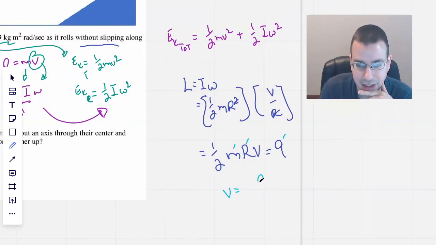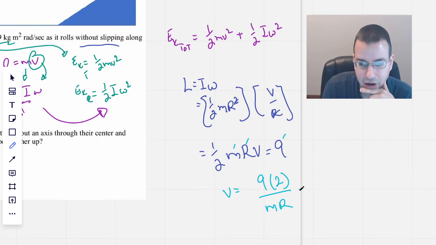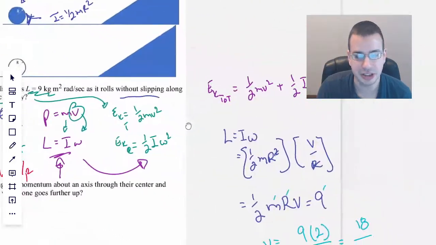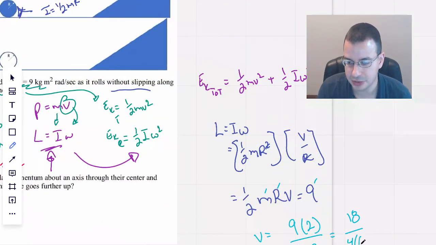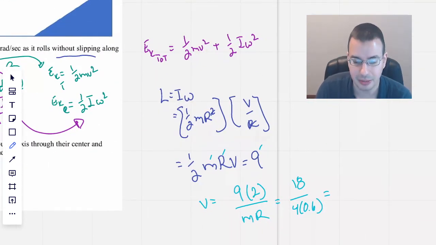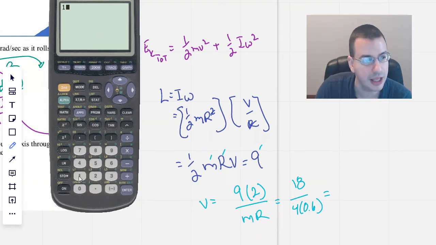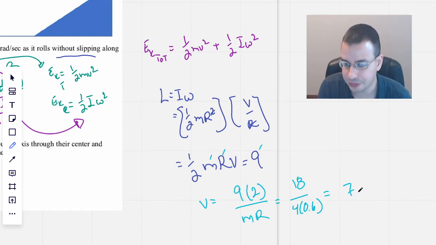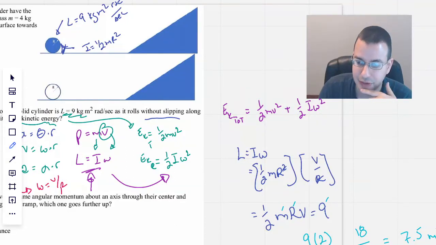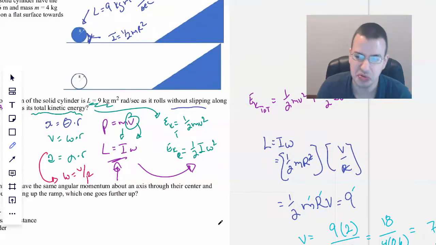So here the velocity will be 9 times 2, because divided by 1/2, divided by m, divided by r. This is 18. Mass, I think, was 4, and radius is 0.6. So divided by 4 kilograms, divided by 0.6 radius. I'm pretty confident I could do this in my head, but I am not going to. On the calculator, 18 divided by quantity 4 times 0.6, we have 7.5. So at this point, this solid cylinder is moving at 7.5 meters per second. Seems reasonable? Yep, seems reasonable.